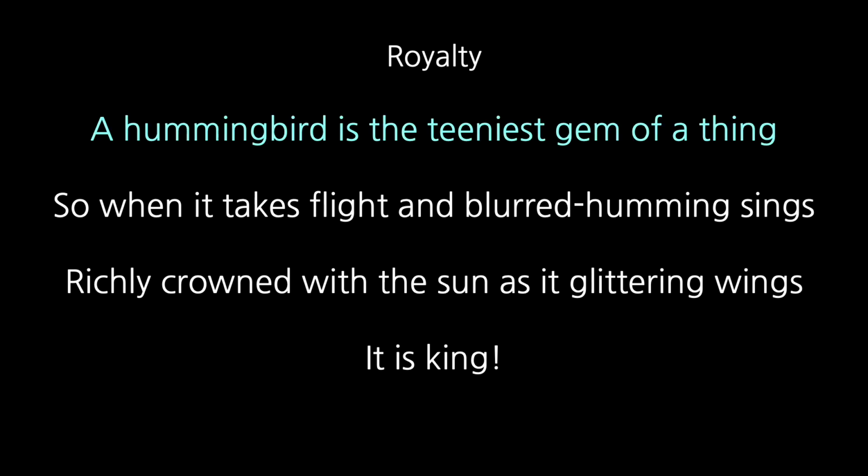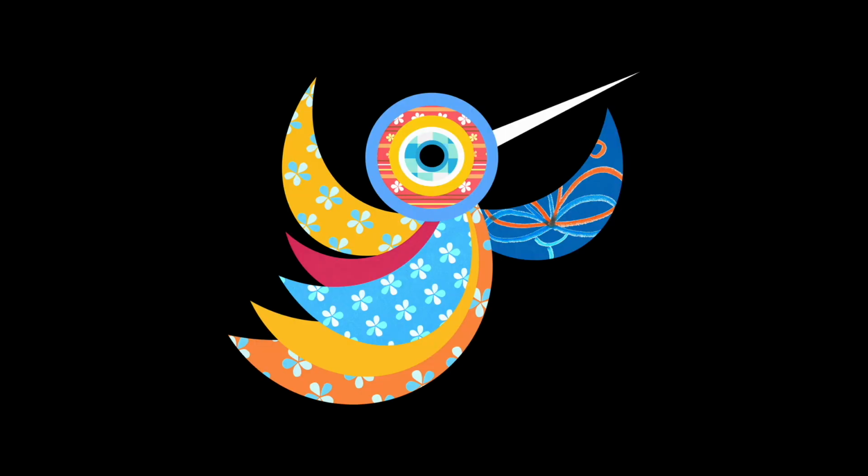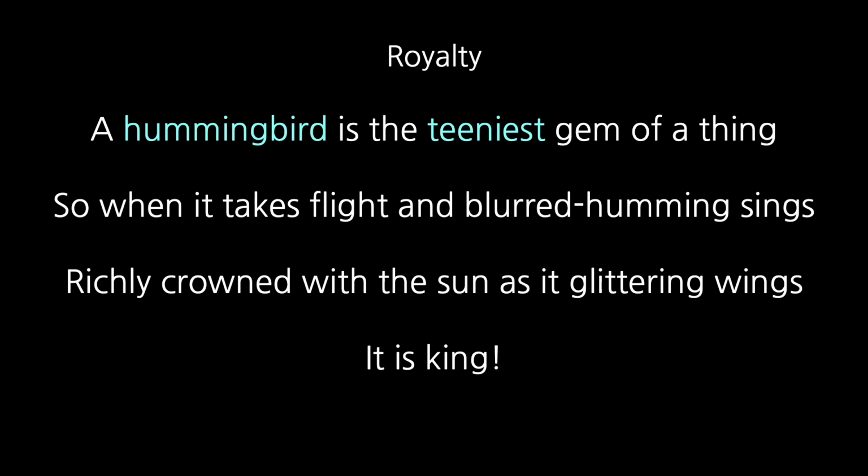A hummingbird is the teeniest gem of a thing. Okay, so now we know what the poem is actually about. It's not about a king, or not a literal king, not about a literal queen. It's about a hummingbird. And a hummingbird is the teeniest gem of a thing. And of course, we can connect this back to the first 2 lines, that the last in line shall be first in rain and shine. So the least will be greatest and the greatest will be the least, right?